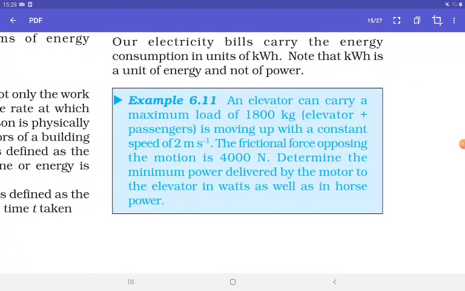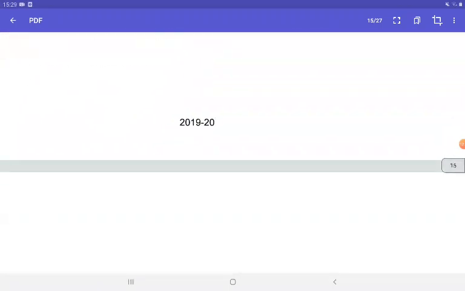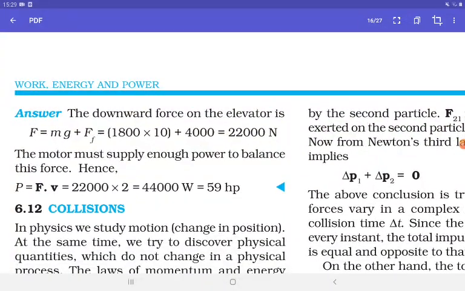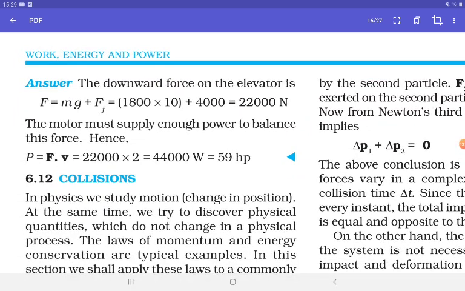An elevator can carry a maximum load of 1800 kg and is moving up with a constant speed of 2 meters per second. The frictional force opposing the motion is 4000 Newton. Determine the minimum power delivered by the motor to the elevator in watts as well as in horsepower. The downward force on the elevator is F is equal to mg plus f_f. Hence 22,000 into 2, that is 44,000 watt, that is 59 horsepower.